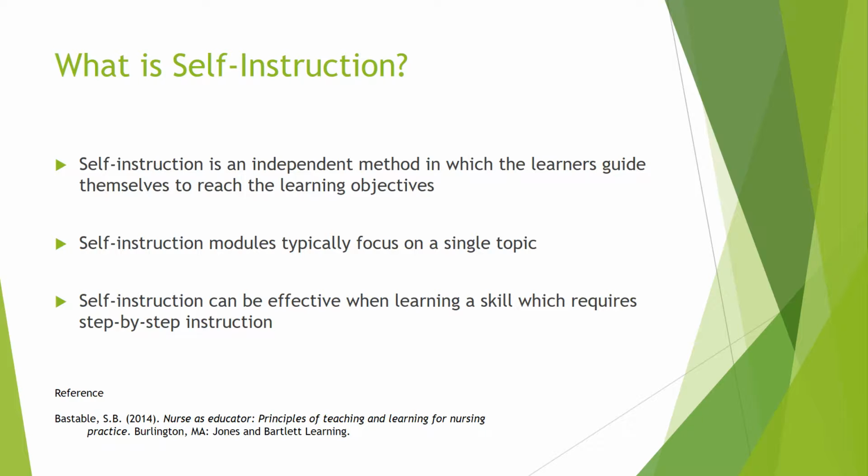Self-instruction simply is an independent method in which the learner can guide themselves to reach the learning objectives at their own pace. Typically, self-learning modules are on the computer and they focus on a single topic where the learner can guide themselves through the module in order to learn a new topic or a new skill. This method can be effective when learning a skill which requires step-by-step instruction, and we will learn more about this a little later in the presentation, how this can be used effectively.